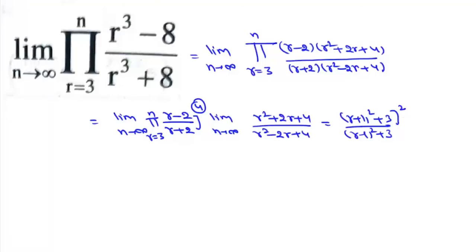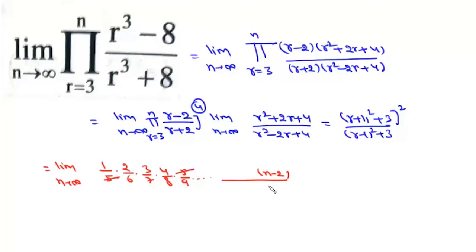So we can write this as this limit n tends to infinity. Now if we put r as 3, it will be 1 by 5. Now this is 2 by 6, 3 by 7, 4 by 8, 5 by 9, and it will go all the way up to n minus 2. Here terms will cancel after 4. So here we'll have 4 terms. So it will be this n plus 2, n plus 1, n and n minus 1.